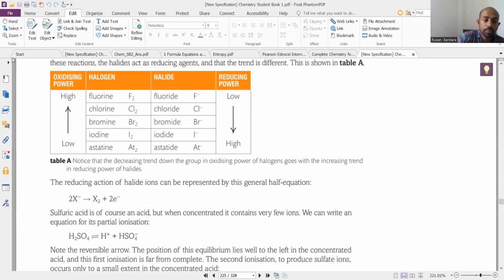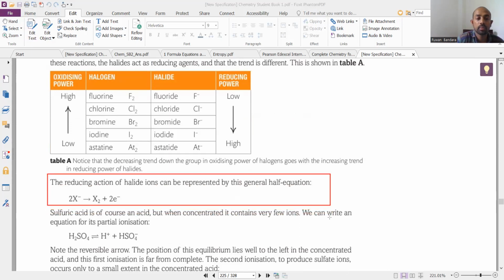Right. This is how a halide undergoes oxidation. If it undergoes oxidation, this is how it acts as a reducing agent, because it itself oxidizes and reduces the other species. Copy this one.